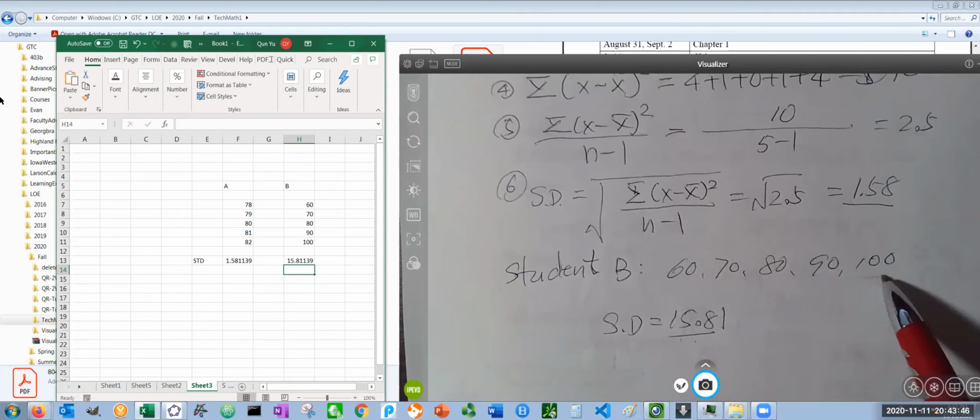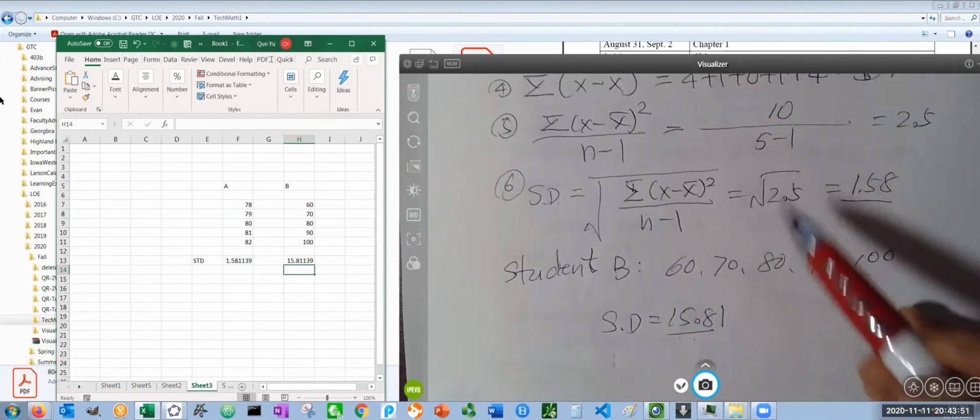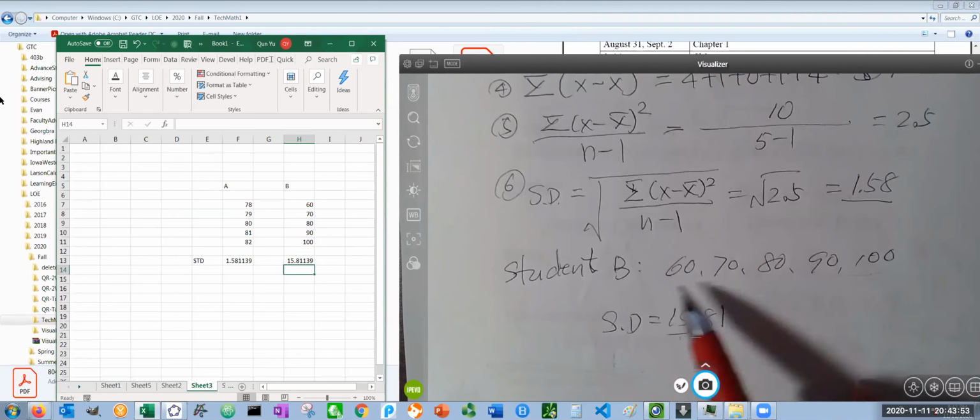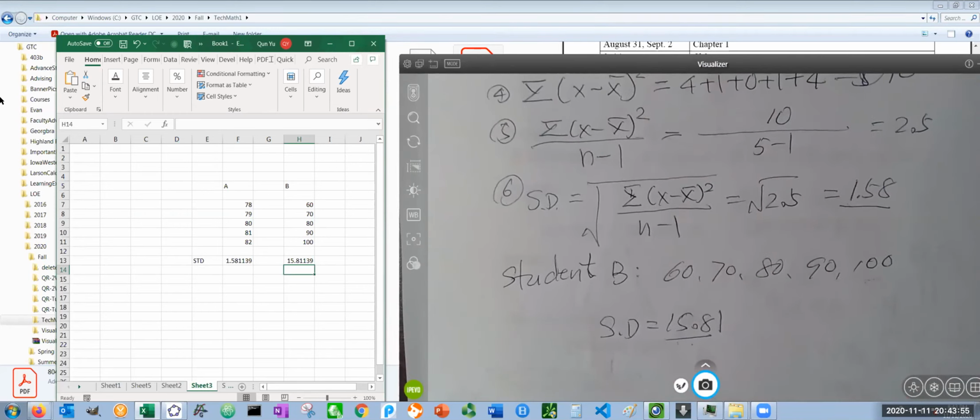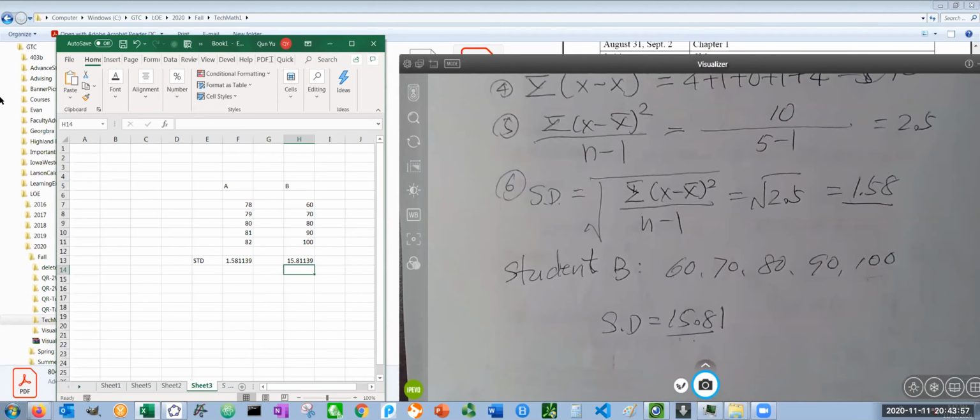Look at these numbers, all big range. Student A has a very narrow range from 78 to 82, only 4 points. This is 40 points. So standard deviation is a very good measurement of dispersion of a given data set. It tells you what's going on inside without knowing those data sets.